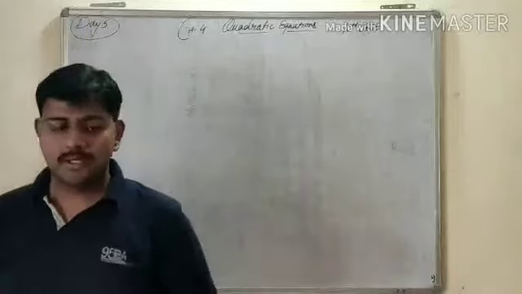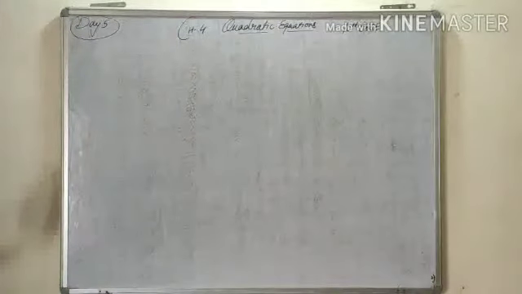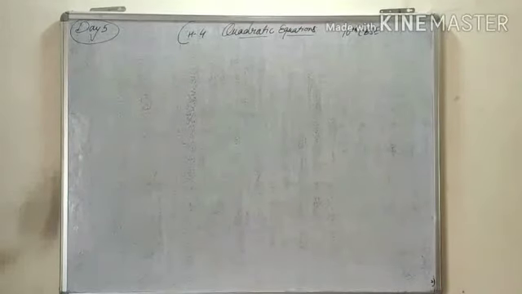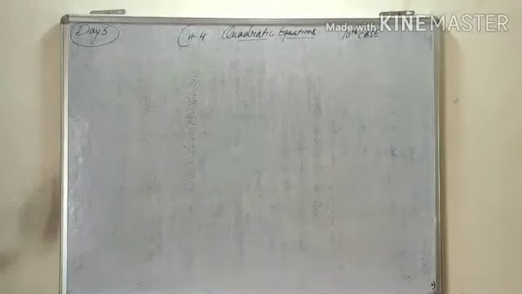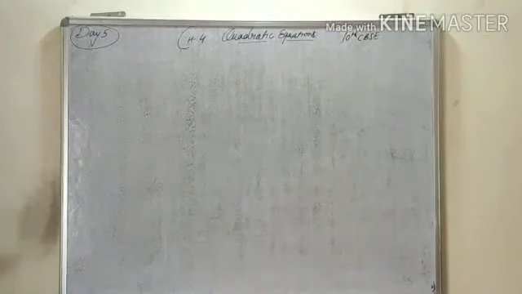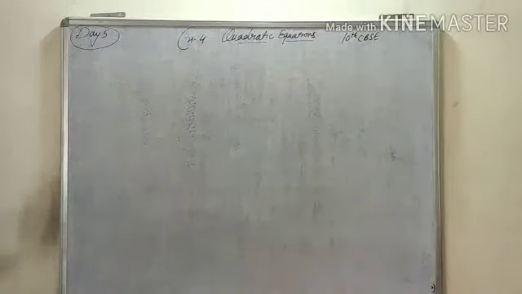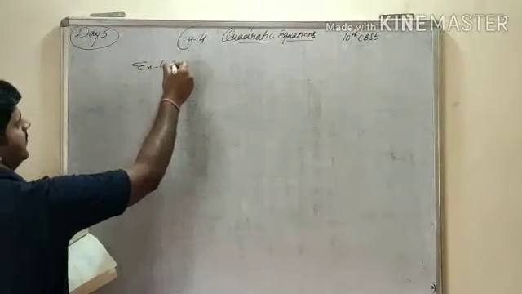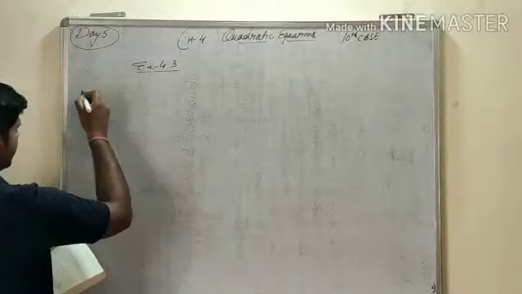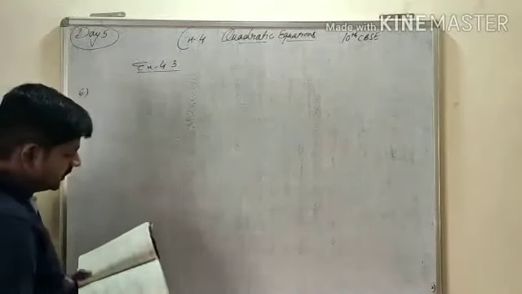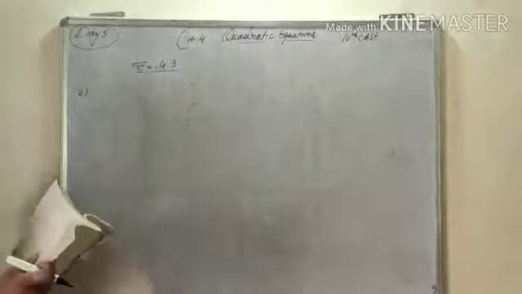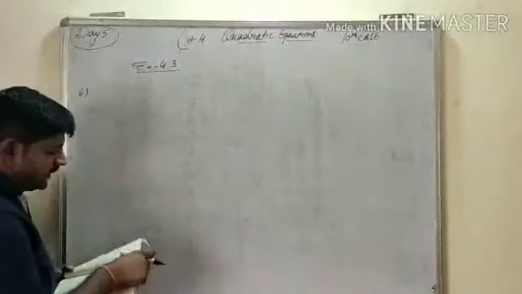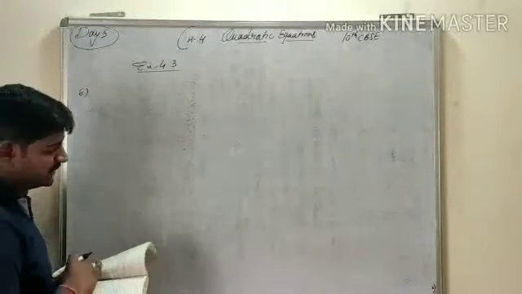Okay, so I am taking exercise 4.3, question number 6. Question 5 we did yesterday. The diagonal of a rectangular field is 60 meter more than the shorter side. So I don't know what the shorter side is.